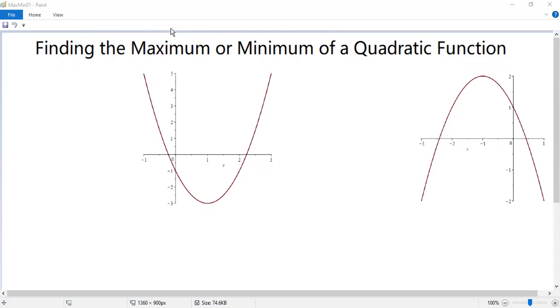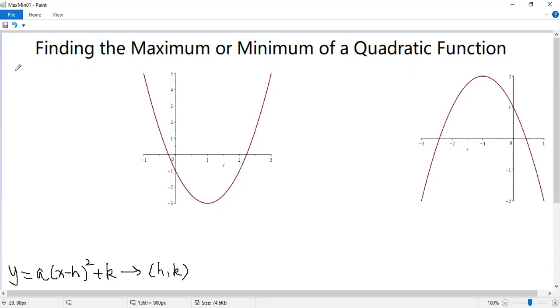Today, let's focus on finding the maximum or minimum of a quadratic function. We know there are three forms: vertex form, factor form, and standard form. If we are given a vertex form, y equals a(x minus h) squared plus k, we know the coordinates of the vertex are (h, k).